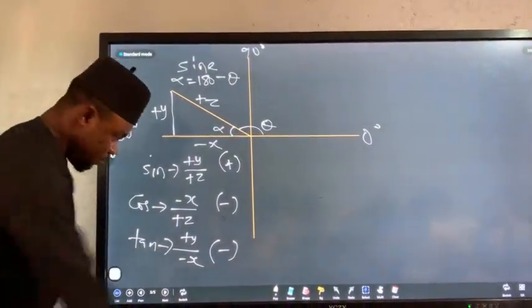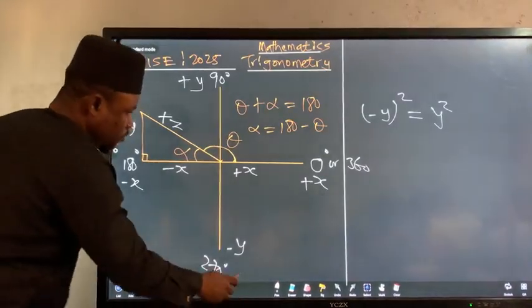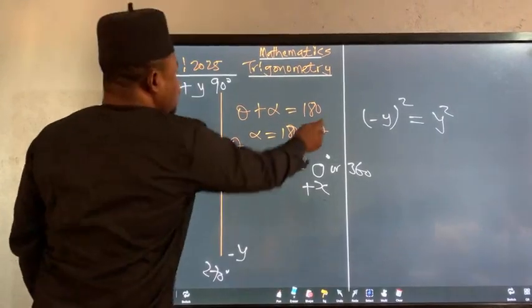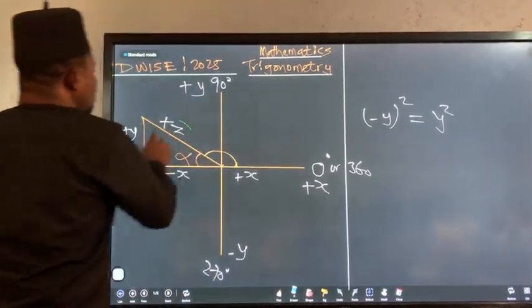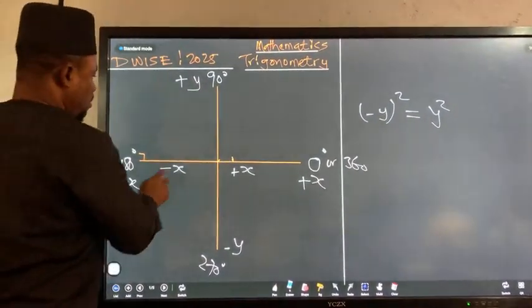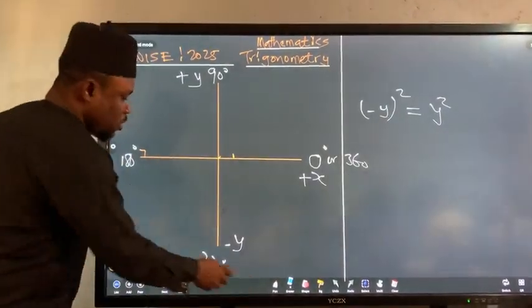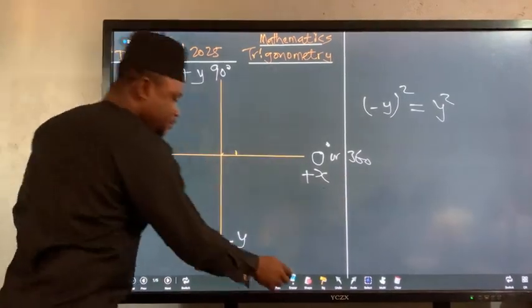Are we together? Now let's go back to the third quadrant. For the third quadrant, this guy theta has traveled all the way to this side, right?